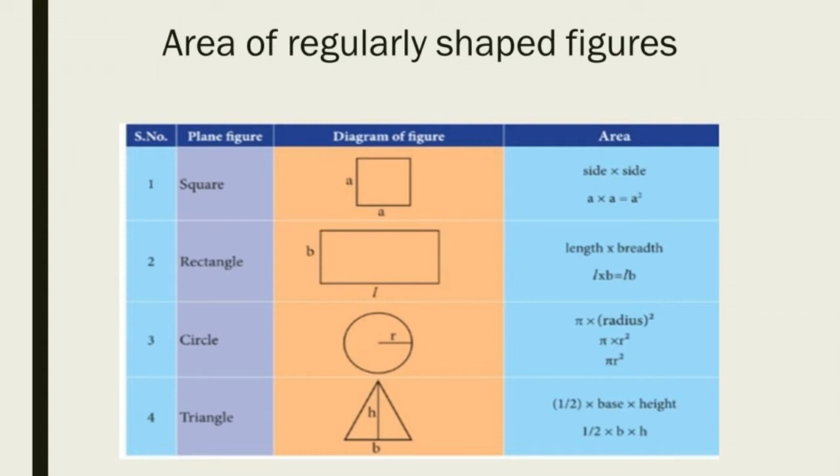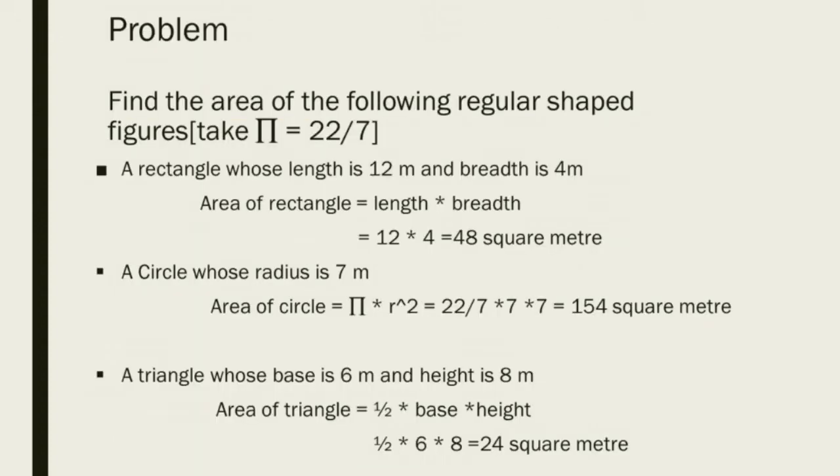Circle. Pi into radius square. Note the circle. Pi into r square is equal to pi r square. Triangle, 1 by 2 into base into height. Note the diagram, 1 by 2 into b into h. Now we are going to see some problems related to the area of regularly shaped figures. Find the area of the following regular shaped figures.